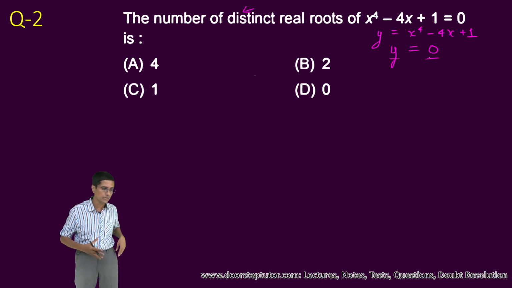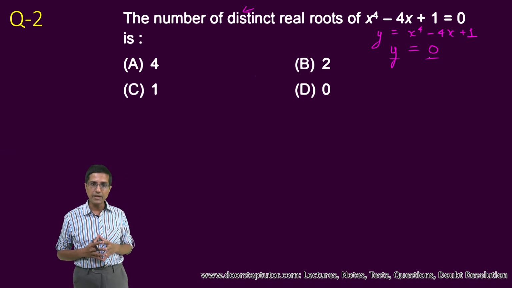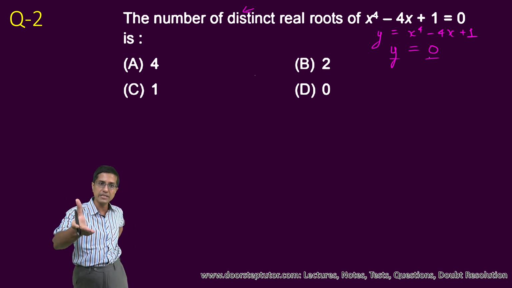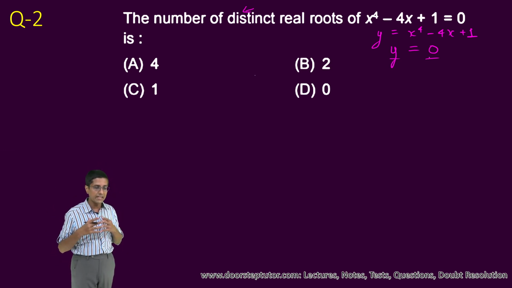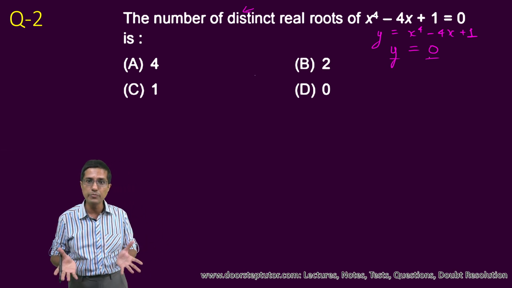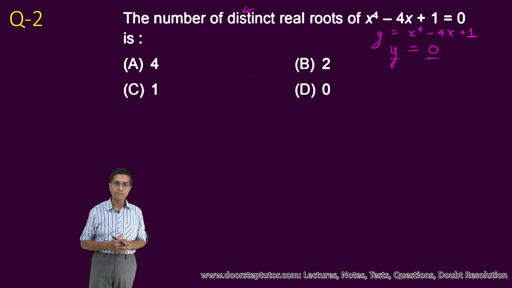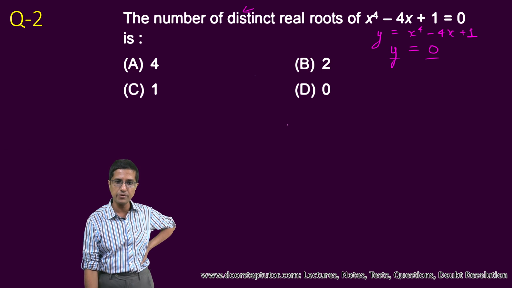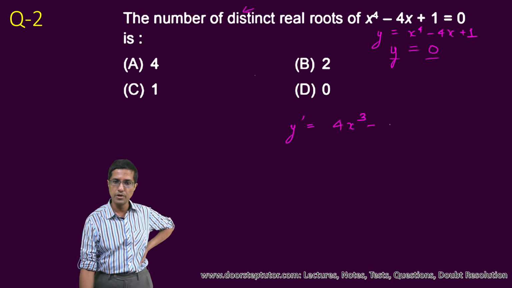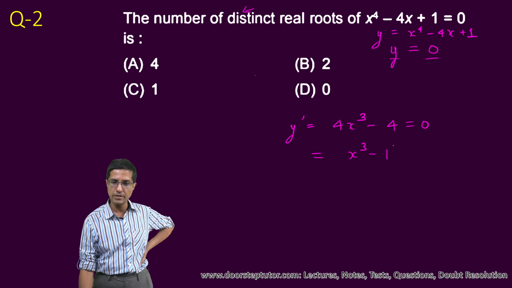Just by applying Rolle's theorem, depending upon how many minima or maxima there are, how many points there are at which its derivative becomes 0, I can quickly say how many points there would be where this function would cross the line y equal to 0. So let's find out. y dash is equal to 4x cube minus 4, and this is equal to 0. So x becomes x cube minus 1. I'm not making it equal to 0 yet. So this is y dash.